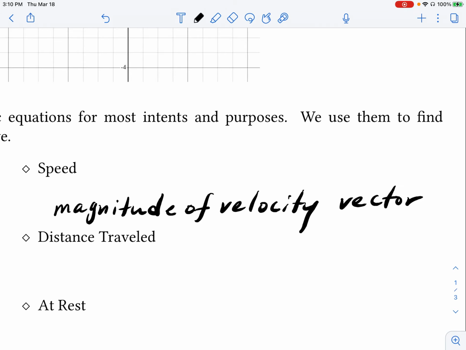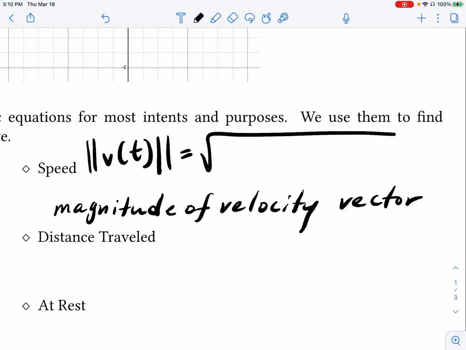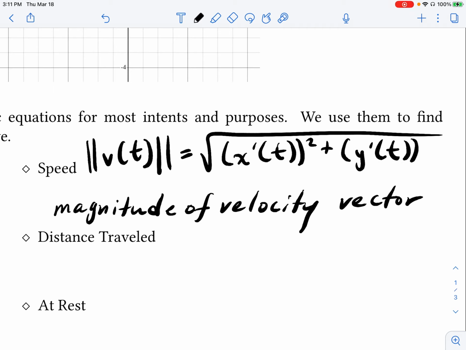And if you recall, the magnitude is effectively just using the distance formula here. So we would say the magnitude of our velocity vector is the square root of x prime of t, all of that squared, plus y prime of t, all of this squared, okay?